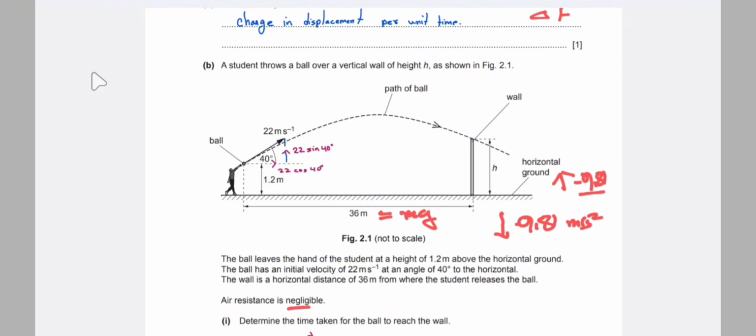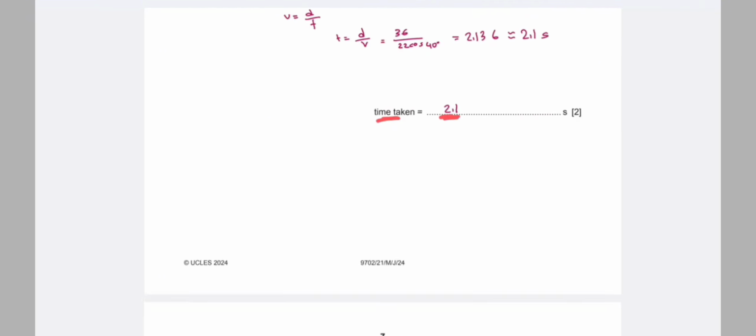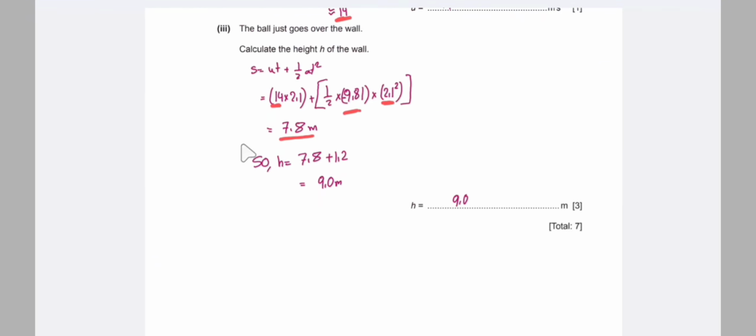from the initial position to the final position, that is, this is the initial position and this is the final position. So we calculate this value of height, and the total height, that is h, is equal to this value of height plus 1.2 meter. So we need to add 1.2 to this value to calculate the total height as 9.0 meter, that is 9.0. So it is two significant figures.